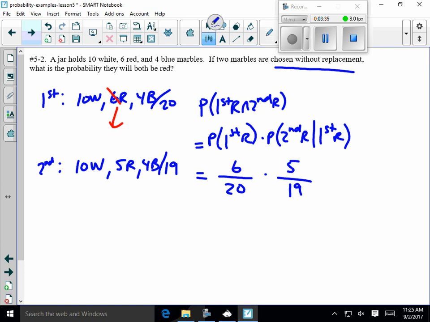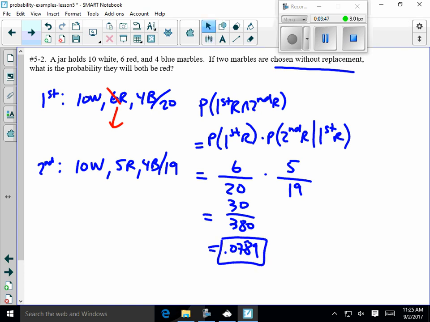So it would be 5 out of 19, and that means we end up with 30 divided by 380, or 0.0789. So this probability is a little lower than the first problem because there were fewer red marbles to draw in the second case. So the first one was independent events, and the second one, these are not independent events.